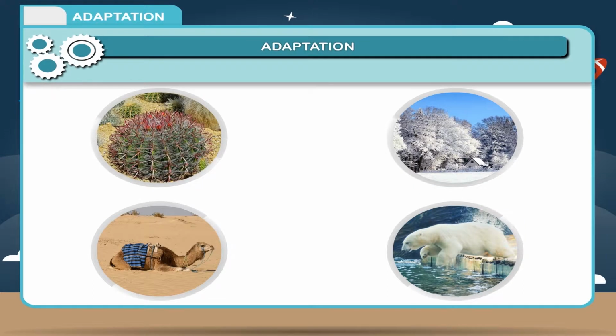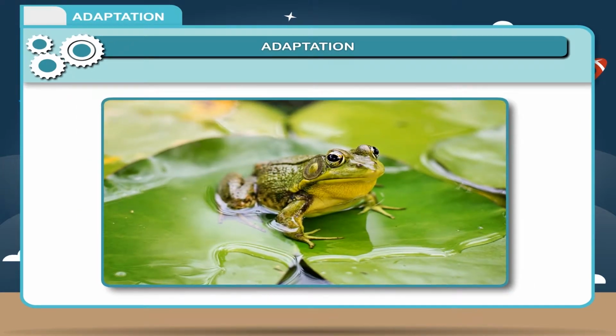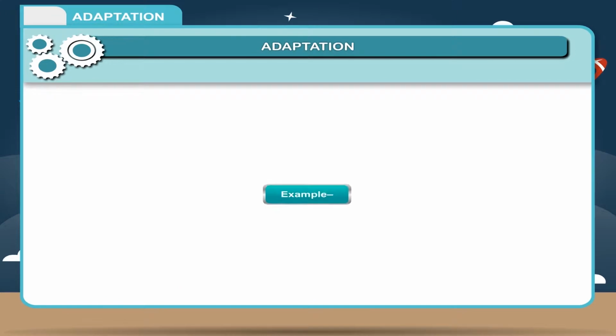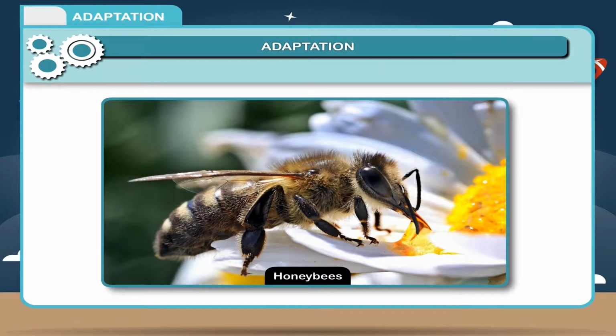The degree of adaptation differs in different groups of plants and animals. Some are more closely adapted and others are more generalized. For example, honeybees remain closely adapted to their particular mode of life.